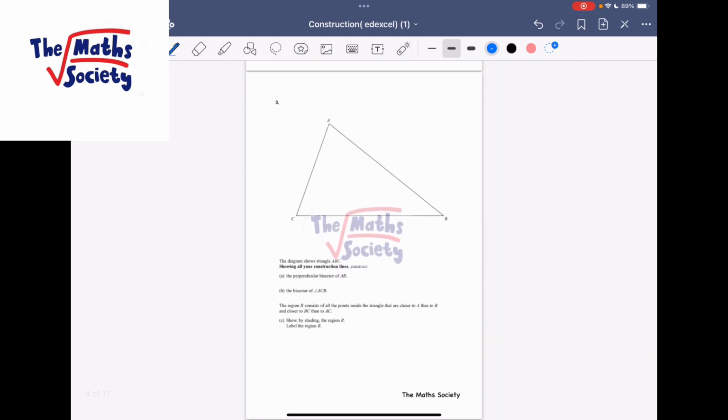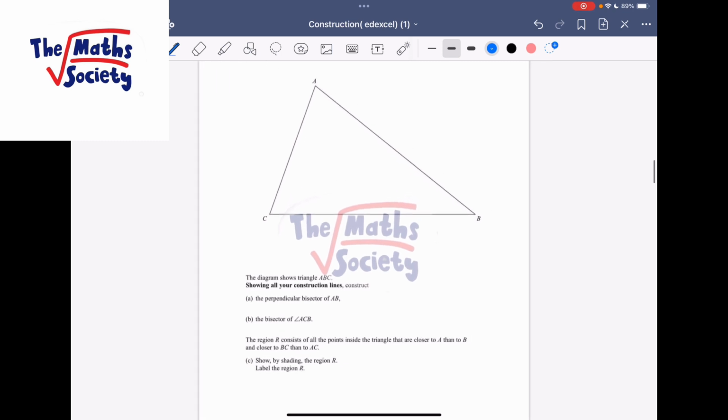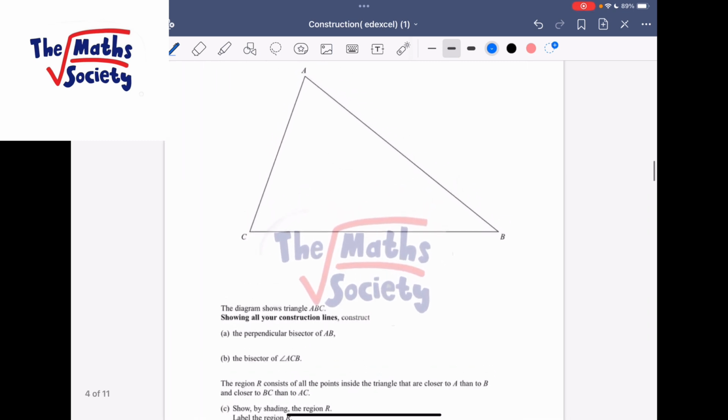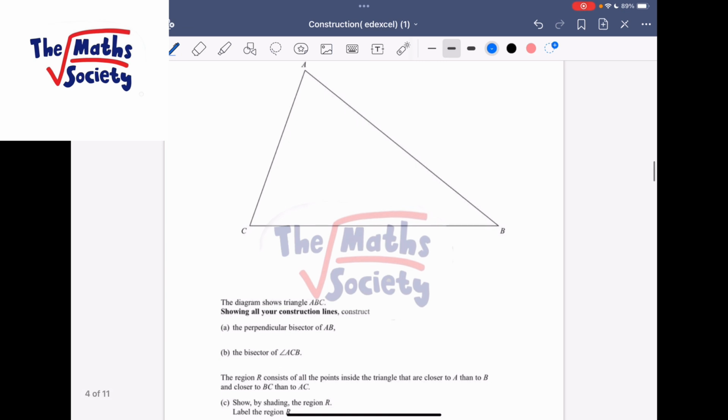And number three says that the diagram shows triangle ABC. Show all your construction lines. Construct the perpendicular bisector of AB. You've got to use AB, right? Basically, you put one point here and one point here, but the same thing. And from here, you put your compass in. You put one side, and then from the other side you put the other one, and that's how you will get your perpendicular bisector.